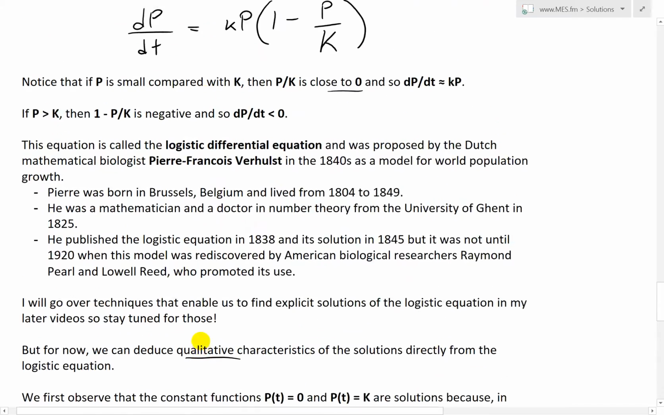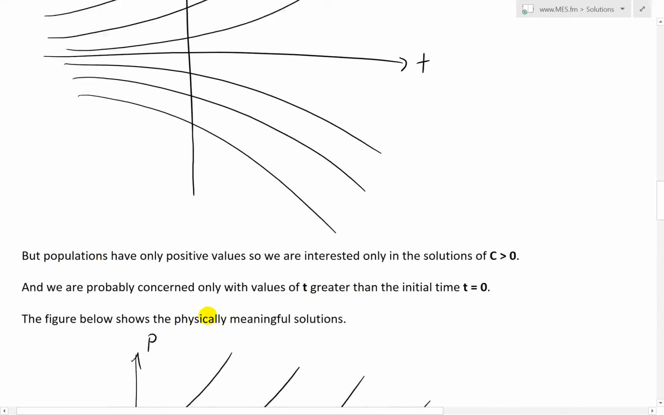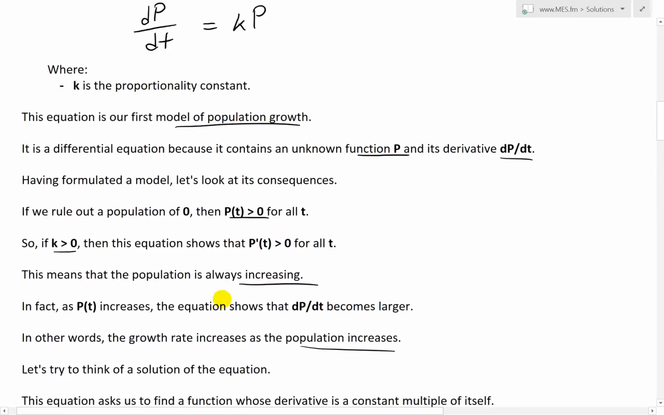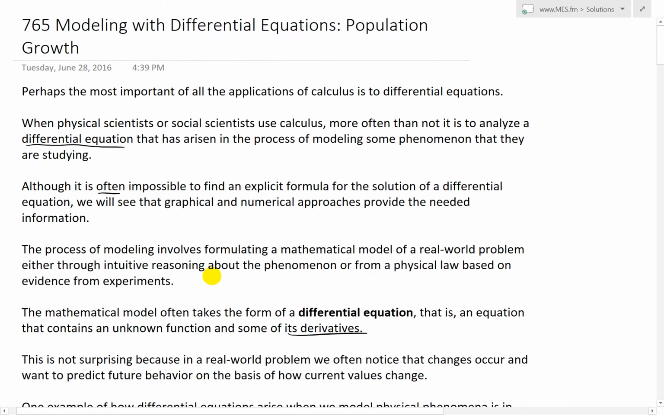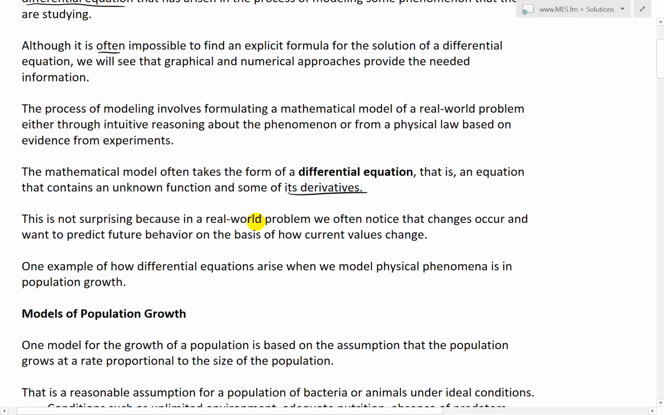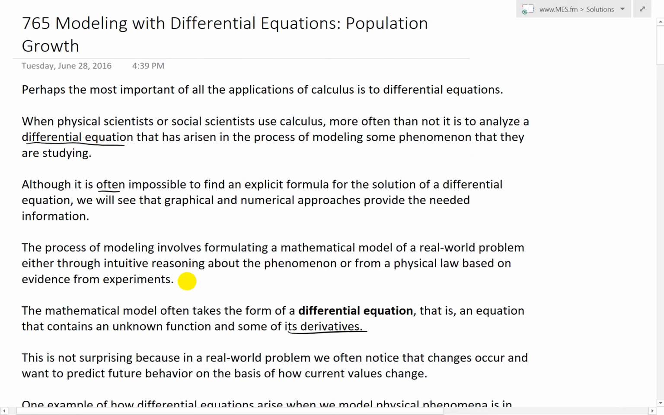Anyways, that is all for today. I hope you learned from this pretty extensive introduction to differential equations, how we go about modeling real world problems using them, and also how we go about finding solutions to these differential equations or models.